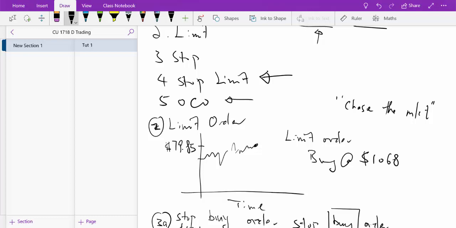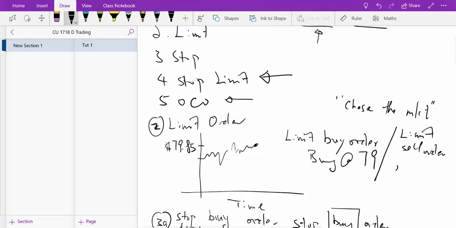Now, a limit order is, you want to buy the stock, but you don't want to pay this price right now. You want to buy cheaper, okay. So you can say you want to buy at, let's say, 79. So that's a limit buy order. Now, of course, maybe you already have some stocks. You can have a limit sell order. You want to sell it higher. So you can sell it at, let's say, 81, whatever you want. Okay, it's your freedom to put whatever price you want.